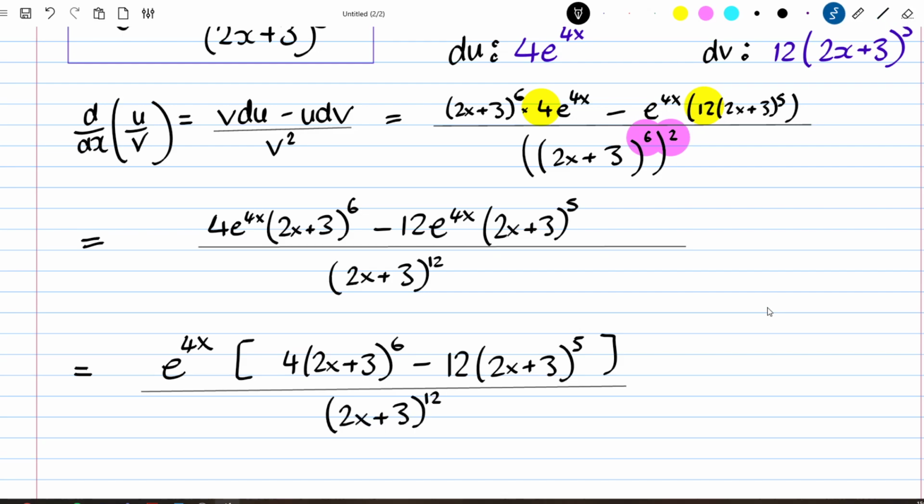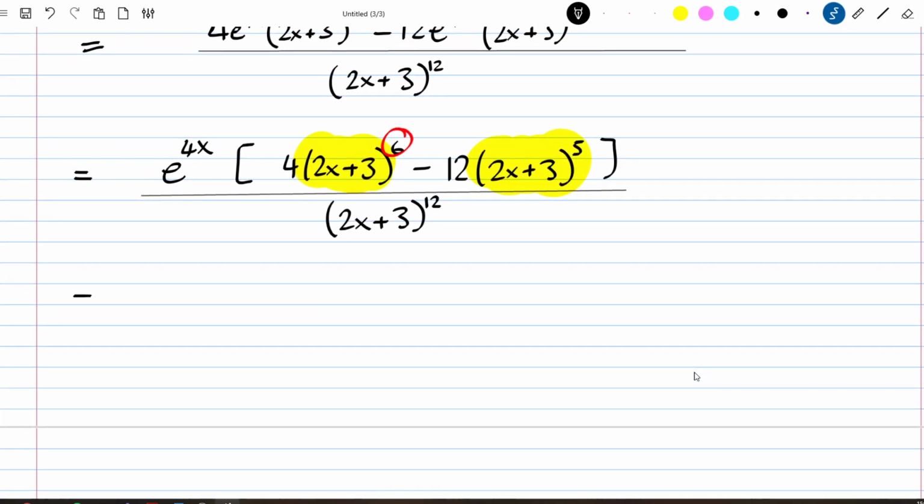There we go. I can also take out a common factor of (2x plus 3) to the power of 5 on the top. So I can take the full power out there. I won't be able to take the full power out here, but that's okay. So let's write that down. So that is e to the 4x, (2x plus 3) to the 5. And this is what I'm going to have left.